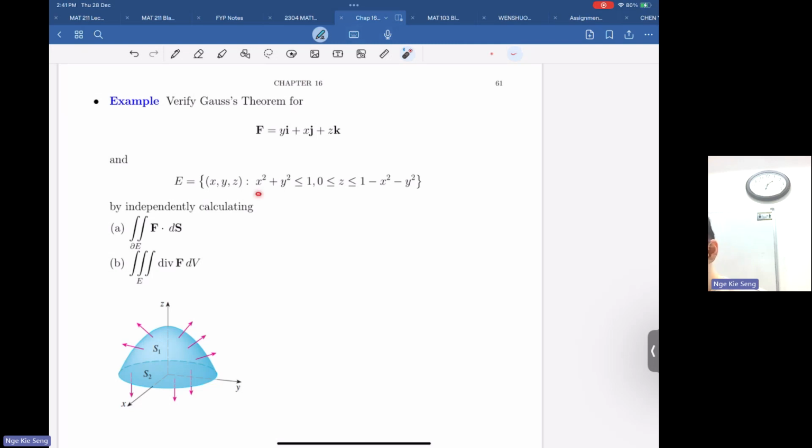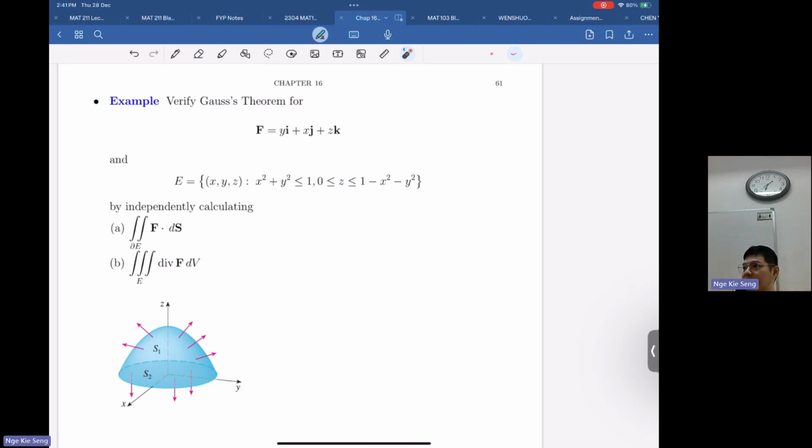Let's look at the inequalities one by one. There are two inequalities here. The first tells you what x and y are: x and y should be bounded by a circle of radius 1. And then z is bounded below by 0, and bounded above by 1 minus x squared minus y squared. What is this?